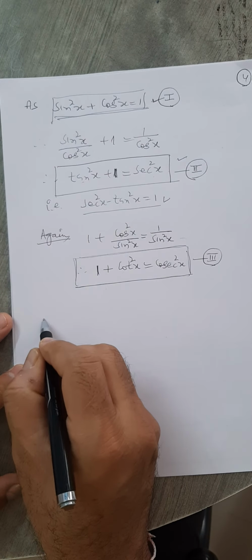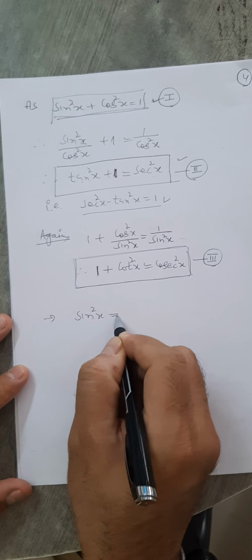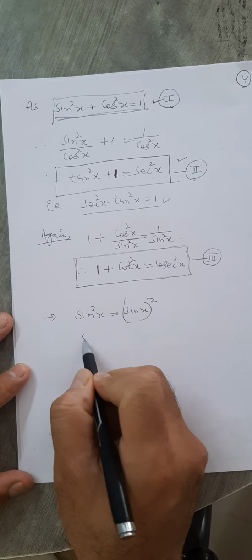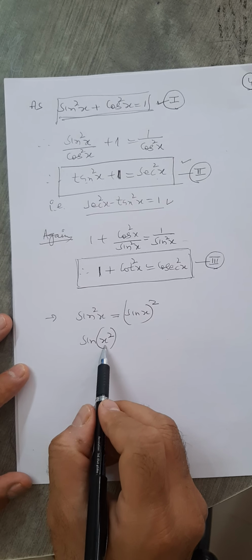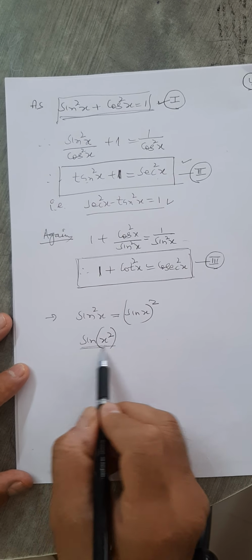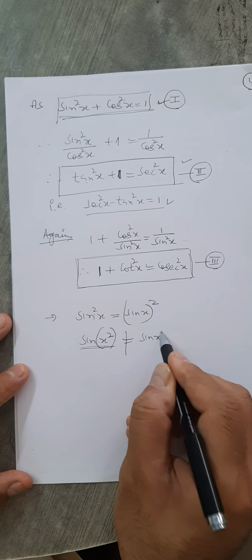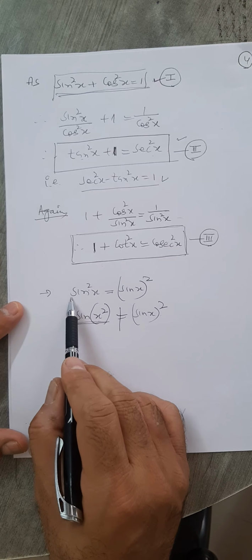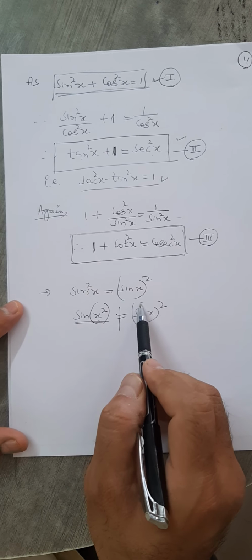Here one thing must be noted: when you write sine square x, its precise meaning is sine x the whole square. But this and this are different, remember. When you write it like this, it means square of the angle. So this is not the same as sine x the whole square. Don't get confused. When we write like this, it is just a way of writing; it means it's a whole square.